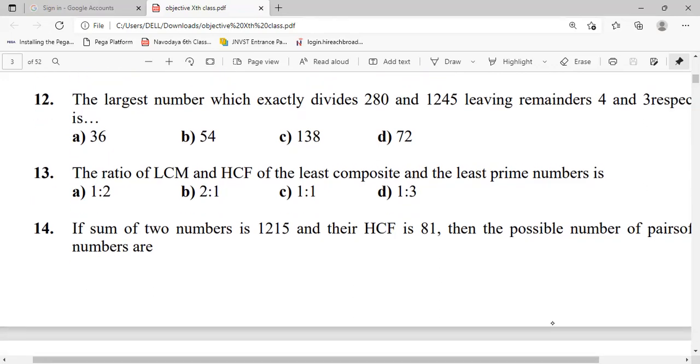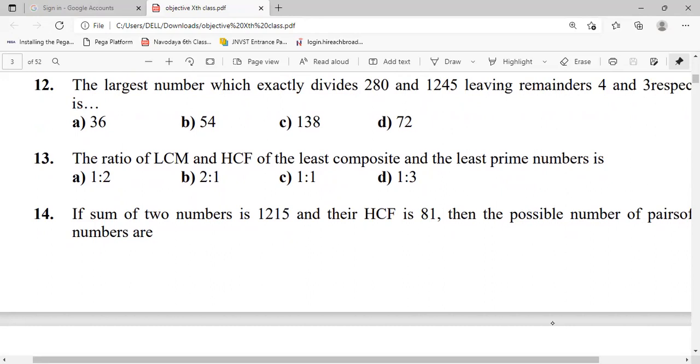Okay, next, the ratio of LCM and HCF of the least composite and the least prime number is what they're asking. Just now we did this. Least composite number is 4, least prime number is 2. LCM of 4 and 2 is 4. HCF of 4 and 2 is 2, which is small, that is HCF, which is big, that is LCM, in most of the cases. So they're asking the ratio of LCM to HCF. 4 by 2, that is 2. 2 is to 1, that means 2 ones are 2, 2 twos are 4, so it is 2 is to 1.